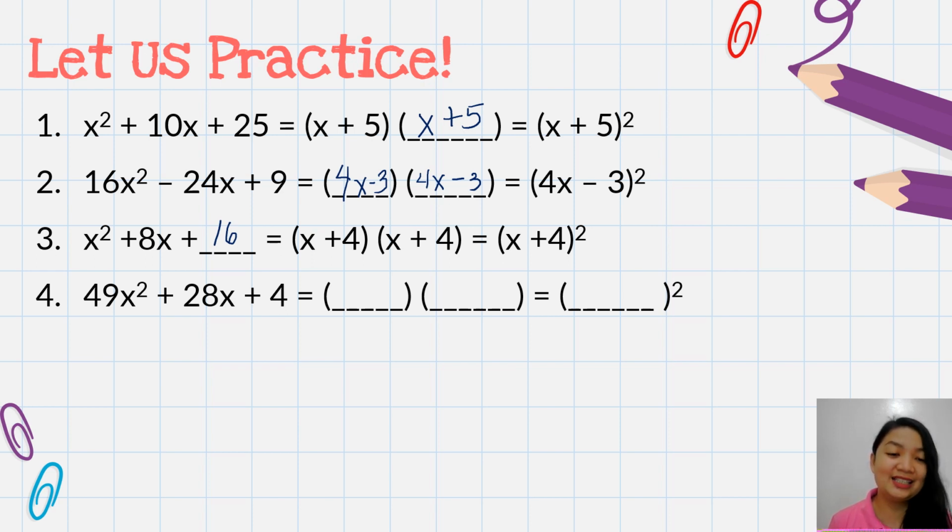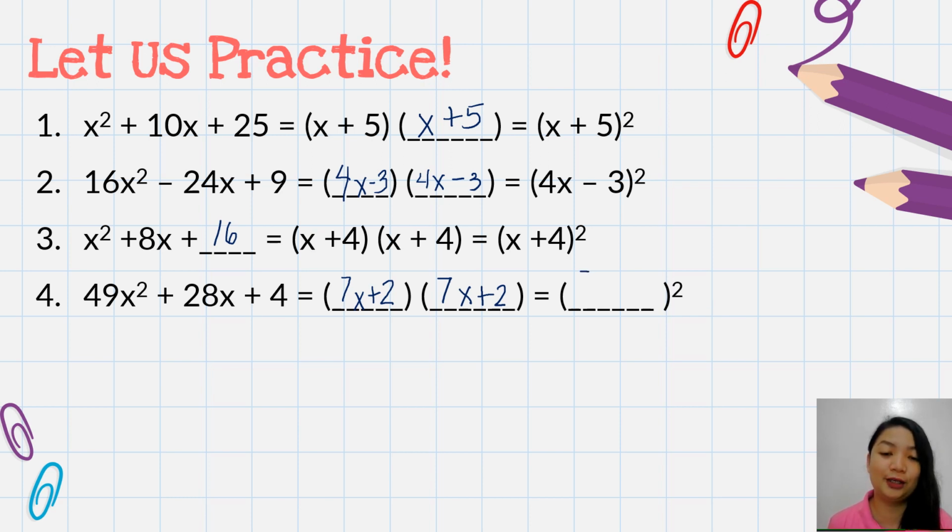So, yes, we get the square root of 49x squared, which is 7x. That's right. How about 4? Correct. That is 2. So, the middle term here is positive. That's why we're placing positive on this side. So, you copy for the other binomial. And then we check 7 times 2, correct? It's 14 times 2 will give us 28.